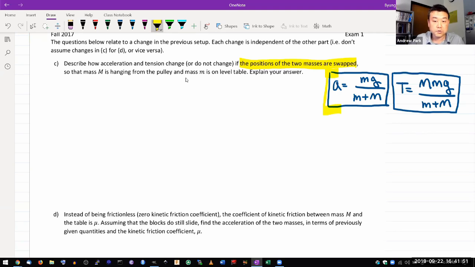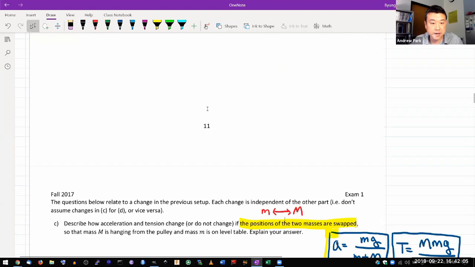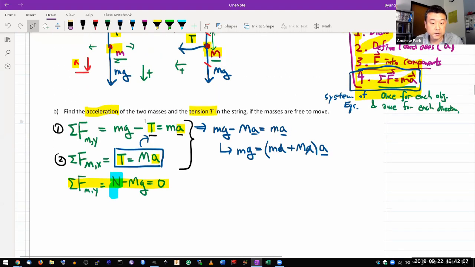So what swapping the positions of the two masses really involves is swapping the labels, the small m and big M, swapping these two labels. Because when you imagine all the steps that I go through up here, if you just swap those two labels, small m and big M, that would be effectively the same as physically swapping the positions of the two masses, the big M and the small m.